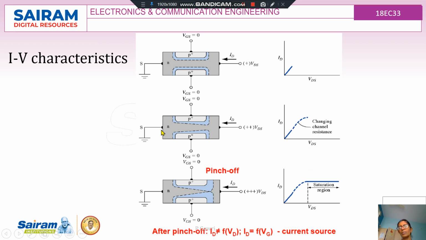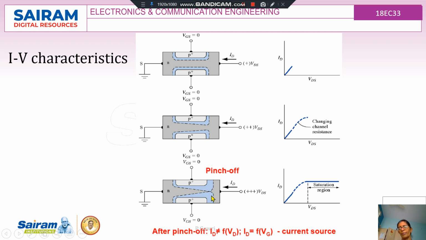But the change in the depletion region is not uniform throughout the device. We can see that the depletion region will be larger towards the drain when compared to the source, that is, the depletion region increases as we go from the source to the drain terminal. And still the channel will have the same resistance with low current flowing through it.